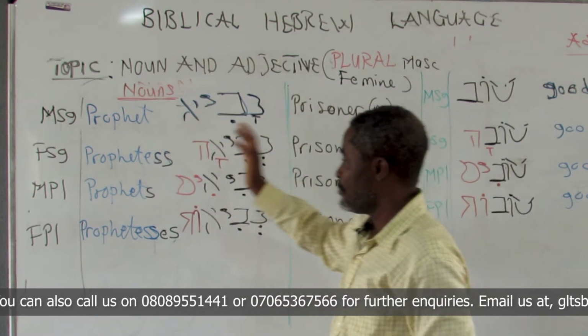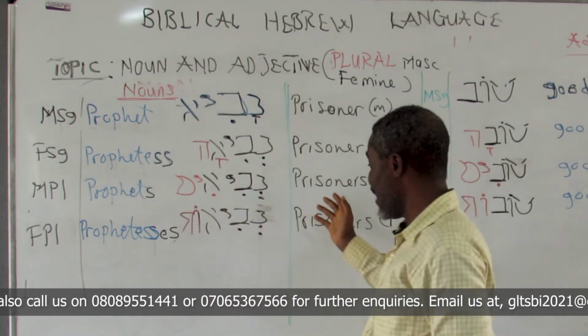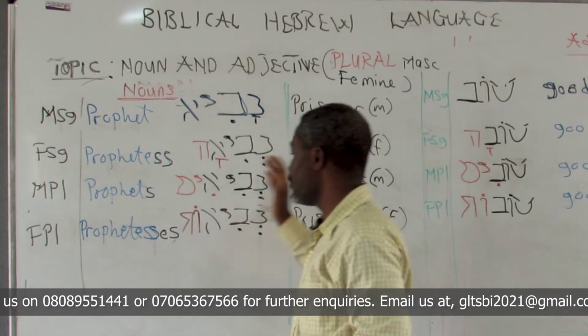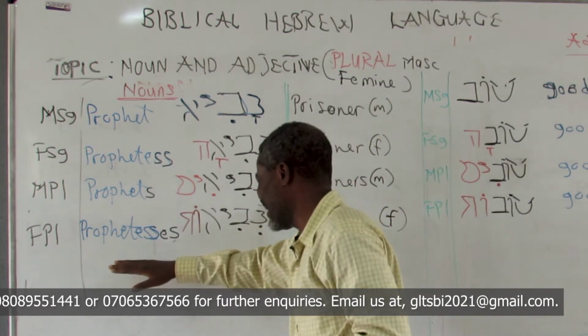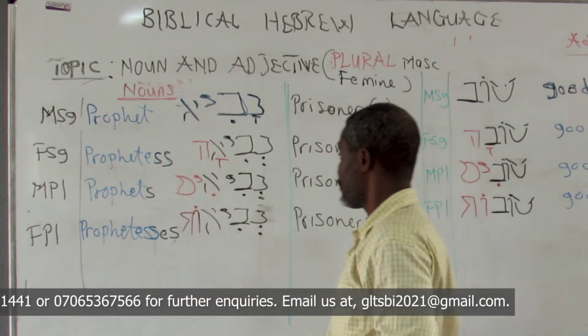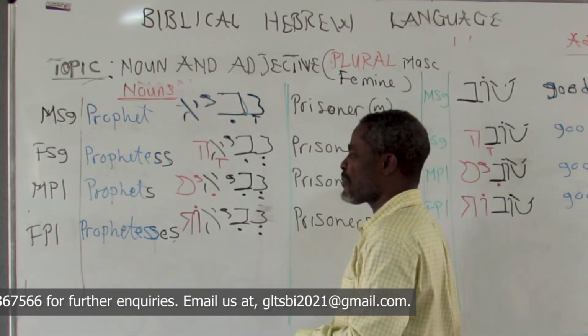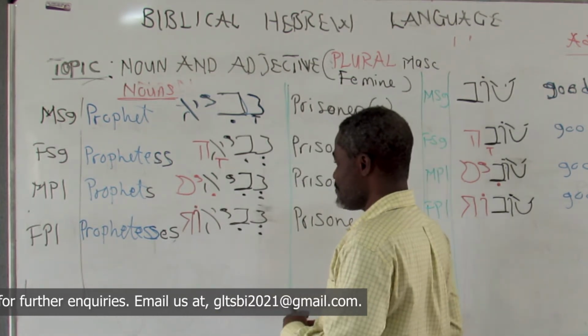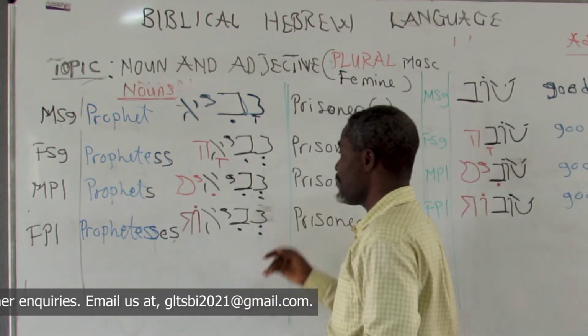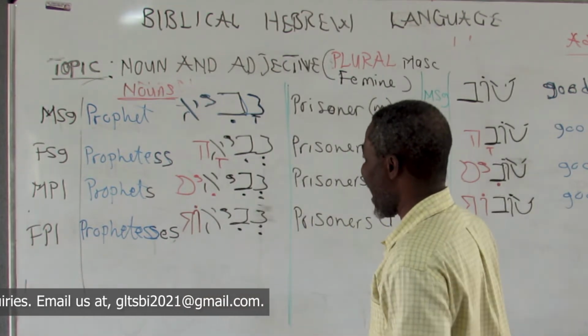Prophet, nabi. Prophetess, nebiha. Prophets, nebihim. Prophetesses, nebihot. So what is added?